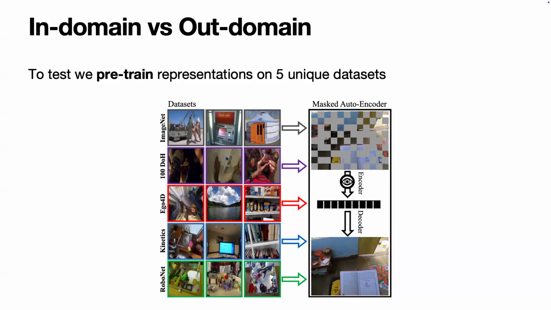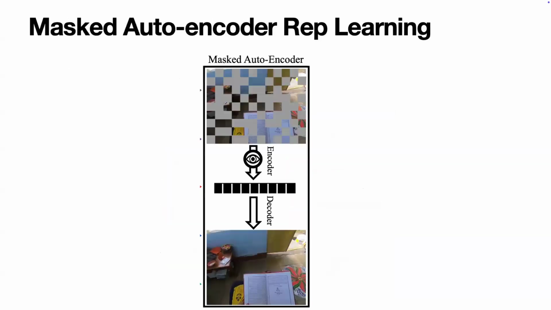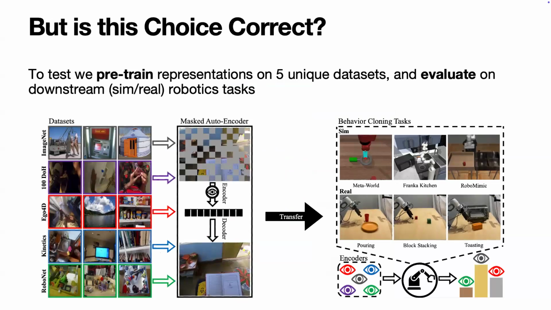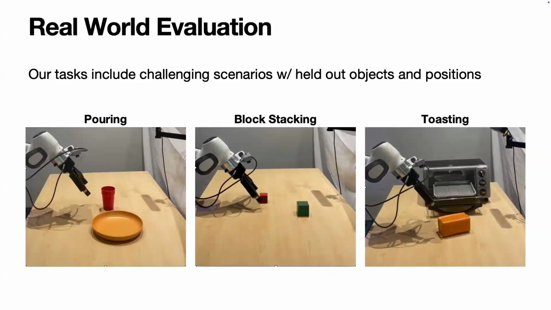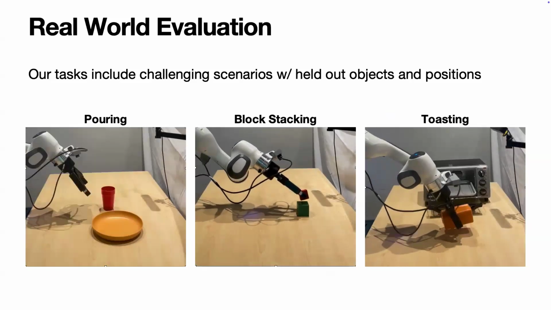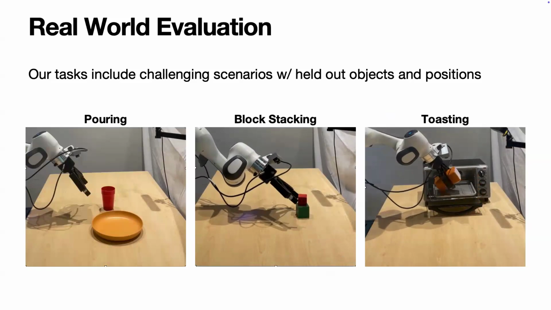We take these 5 data sets and then learn a mask encoder on top of it. And then we want to see if these learned representations are useful for robotic tasks, for example, in simulation, as well as in the real world. And in the real world, the tasks that we evaluate are pouring, block stacking, and toaster.